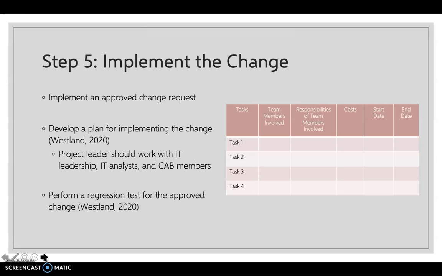In the fifth step, the IT leadership team should prepare a plan for implementing the change that breaks down responsibility, costs, and timeline. A regression test should be used to determine if the proposed change will work after implementation. This prepares the IT leadership team in the event that the change proves to be too much when it begins to be implemented. The project leader should work with IT leadership, IT analysts, and CAB members to ensure that the change is implemented effectively. The chart to the right is an example of how to prepare the implementation plan.